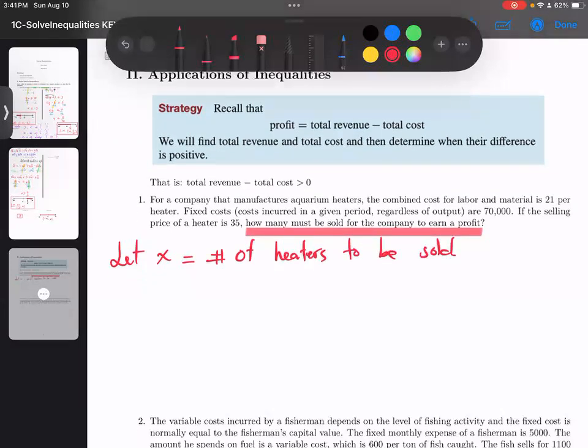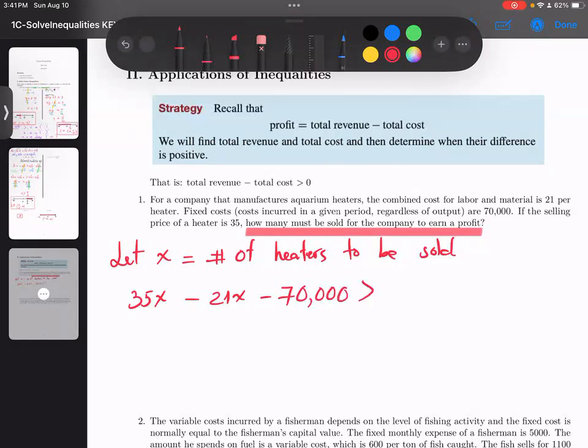So the revenue will be 35x, right? Where x is the number of heaters, 35 is the price per heater. And that's revenue. Subtract the cost. Let's see what cost. There's the labor and the material cost per heater will be $21, so 21x. And subtract the fixed cost as well, 70,000, right?